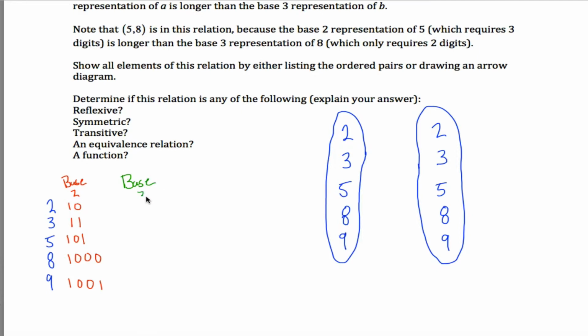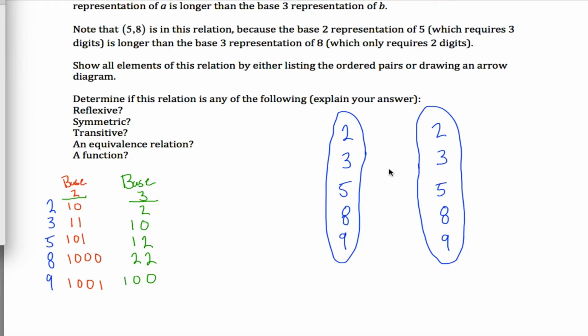What about base 3? Well, if you're buying 2 donuts at a base 3 shop, you just buy 2 singles. If you're buying 3 donuts, you would buy 1 box of 3 and no singles. Buying 5 donuts, buy 1 box of 3 and 2 singles. Buying 8 donuts, that's 2 boxes of 3 and 2 singles. And finally, 9 donuts, you'd buy 1 box of 9, 0 boxes of 3, and 0 single donuts. So now that I have all these representations, I can start to figure out my arrow diagram.